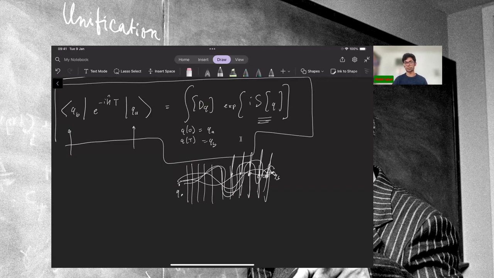It's a very concrete prescription which you can evaluate. Okay, I mean, you can evaluate it. It might turn out to be infinity, but that's just life.